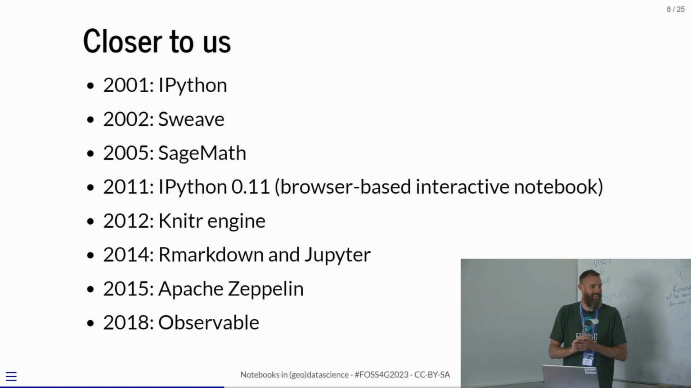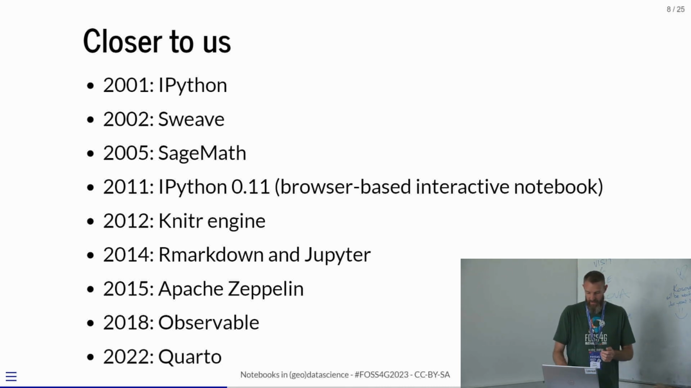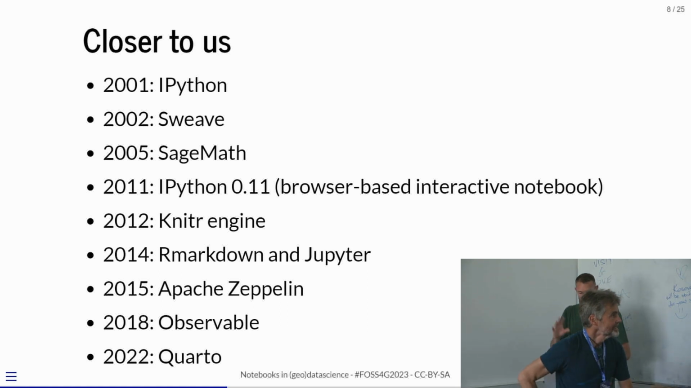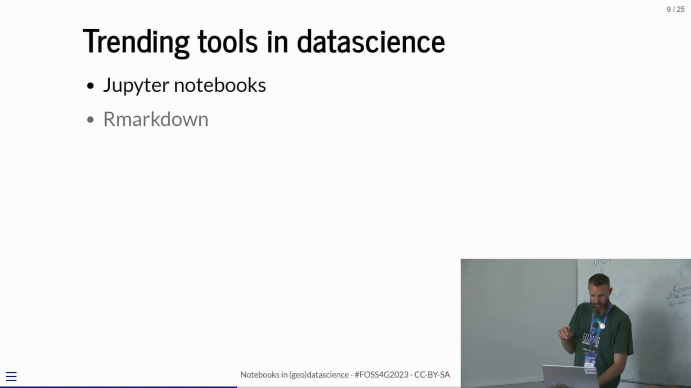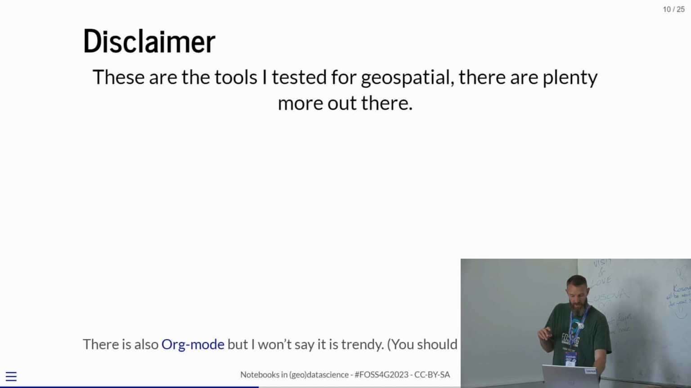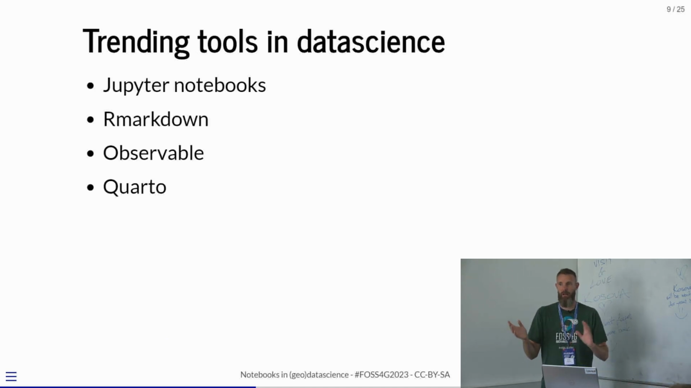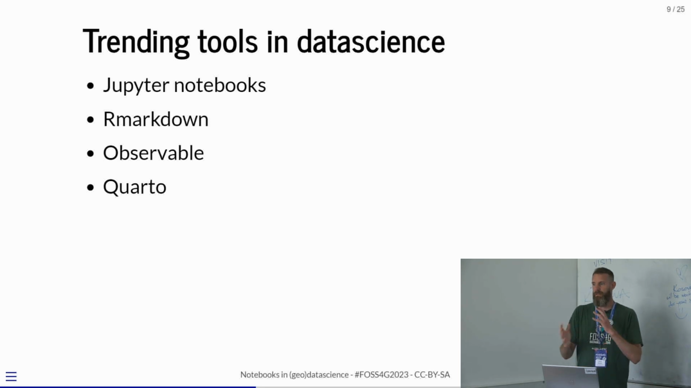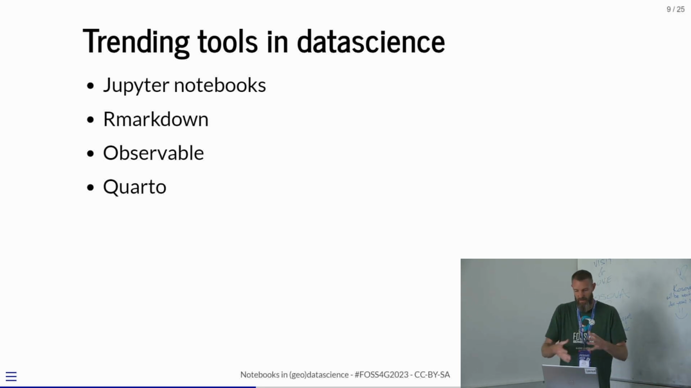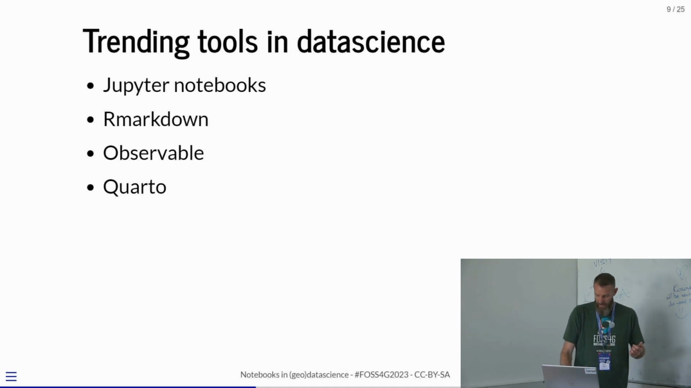In 2018, the Observable notebook was released, and in 2022 it was Quarto. I will speak about only those four tools because they are trending in data science. I won't speak about Org mode, because it would be hard to explain. I don't have a full session, I just have 20 minutes.